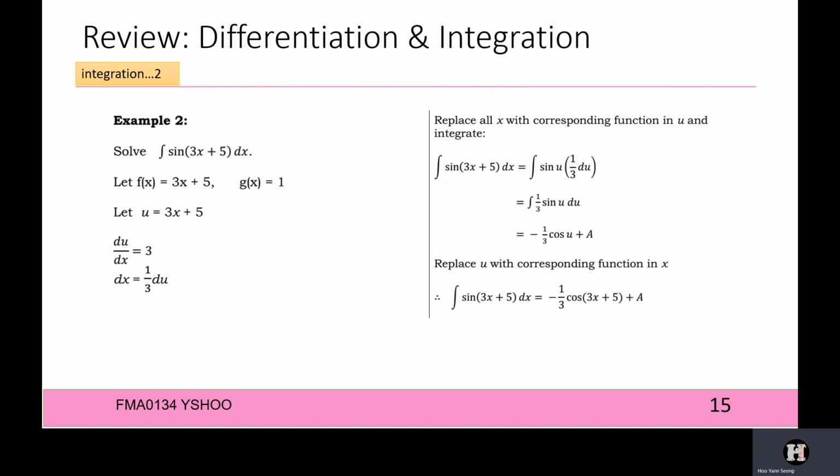Okay, then the second one is the normal substitution. If you want to use the substitution way also can. If not, you can integrate normally. Just integrate sine, you will get cos. Then because inside there is a 3x plus 5, you are going to divide it by 3.